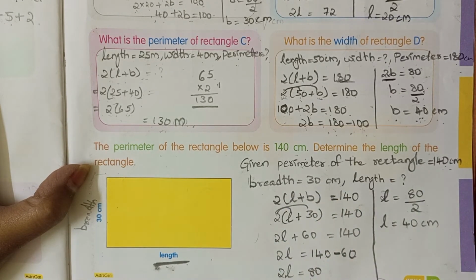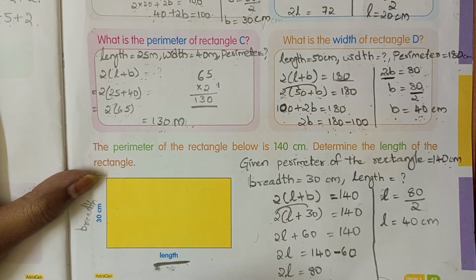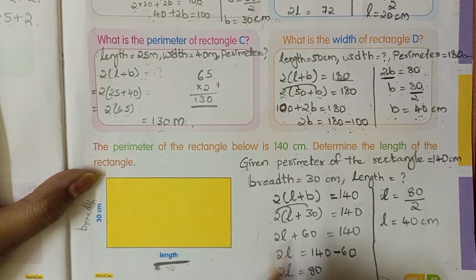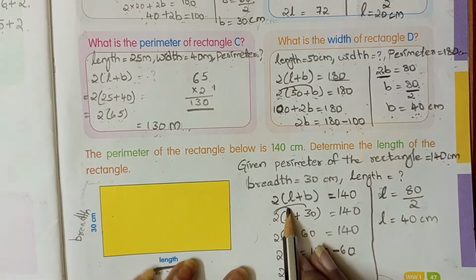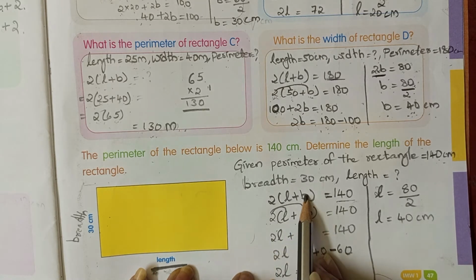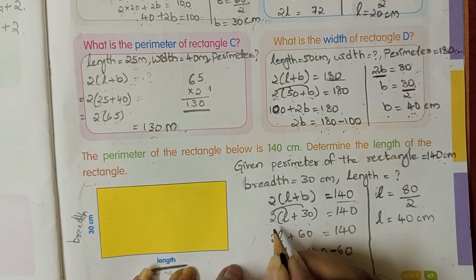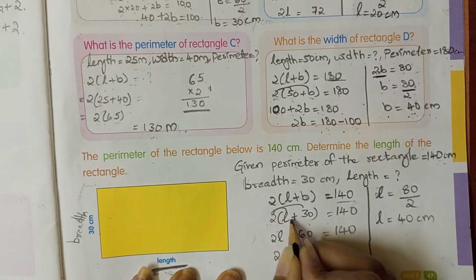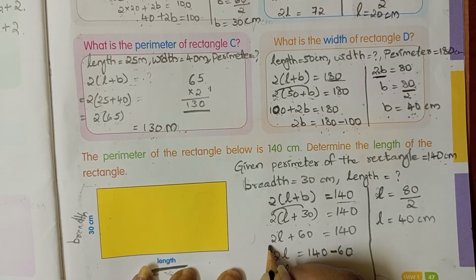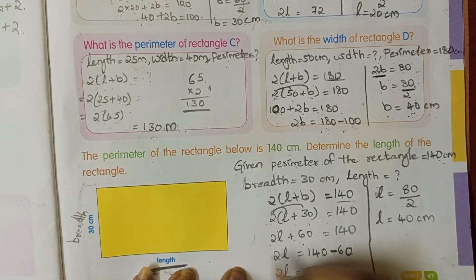What is the perimeter formula of rectangle? 2 into L plus B. See here. Total perimeter is 140. So 2 into L we have to find out. Plus B means width is 30 centimeters. P is equal to 140. So we have to multiply the numbers. 2 into L is 2L, plus 2 into 30, it is 60, is equal to 140.